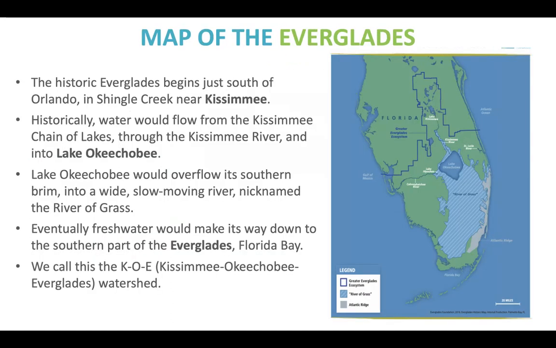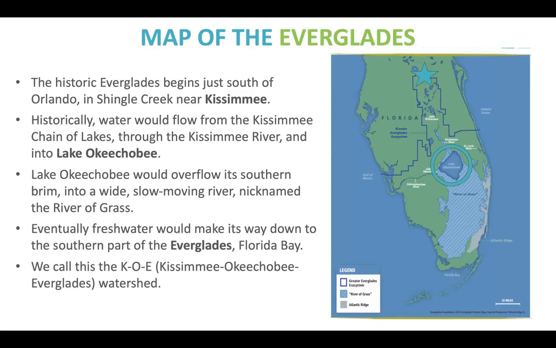Let's show a picture of what the historic map of the Everglades looks like. The historic Everglades begins just south of Orlando in Shingle Creek near Kissimmee. If you see the blue outline on the screen, that is the outline of the historic Everglades ecosystem. The water in the rainy season would flow from the Kissimmee chain of lakes down through the Kissimmee River and ultimately flow into Lake Okeechobee. Lake Okeechobee would fill up with all that fresh water and would overflow its southern brim into a wide, slow-moving river. Eventually, that fresh water would make its way down to the southern part of the Everglades, Florida Bay.